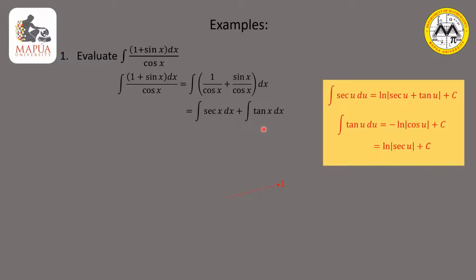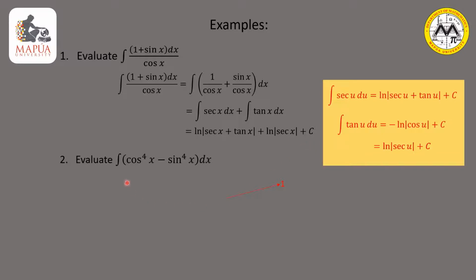To evaluate, we will be making use of these rules. So that for the first term, we will just have the natural log of the magnitude of the sum of secant x and tangent x. And for the second term, it will just be the natural log of the magnitude of secant x plus c.